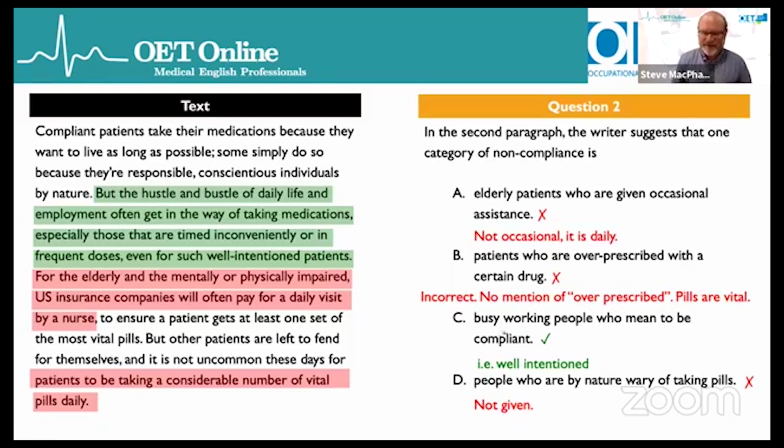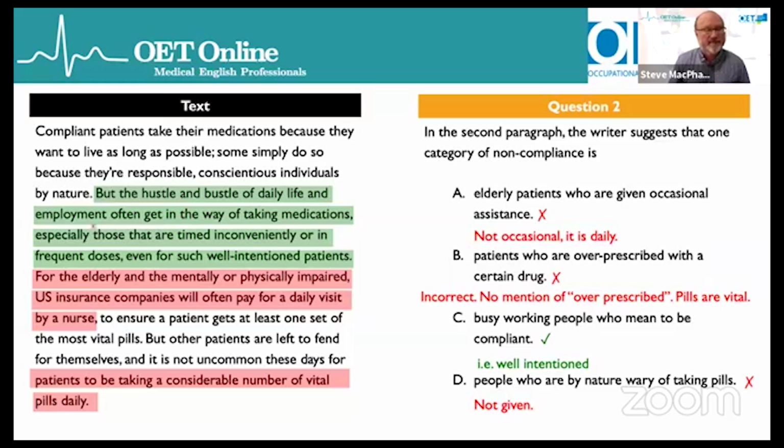And let's look at our synonyms here, everyone. So it says here, I'll read from the beginning, compliant patients take their medications because they want to live as long as possible. That's one category. Some simply do so because they're responsible, conscientious individuals by nature. Good on them. And always watch out for a word like but. When you see a but or a however, usually something very important is coming. So in this case, after the word but, the actual answer is there.